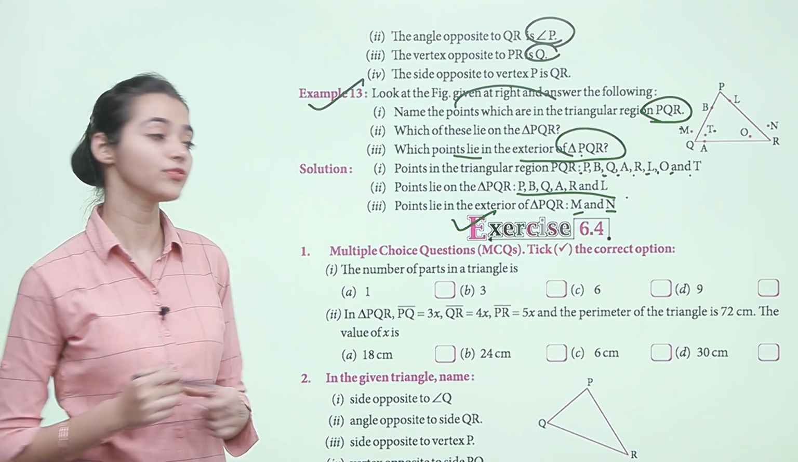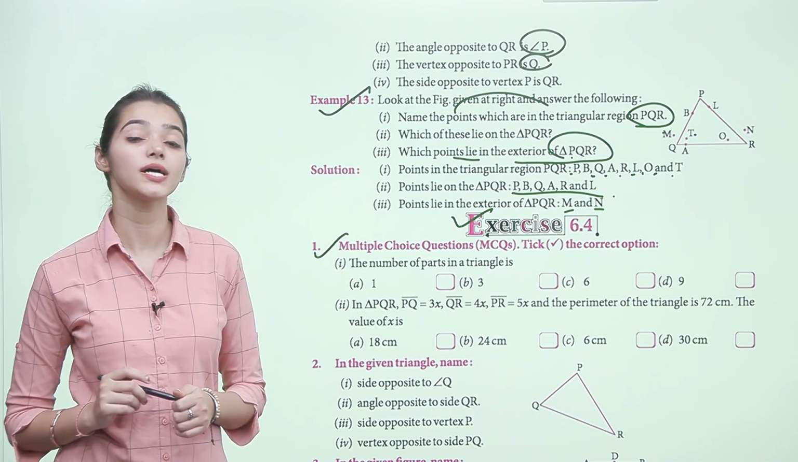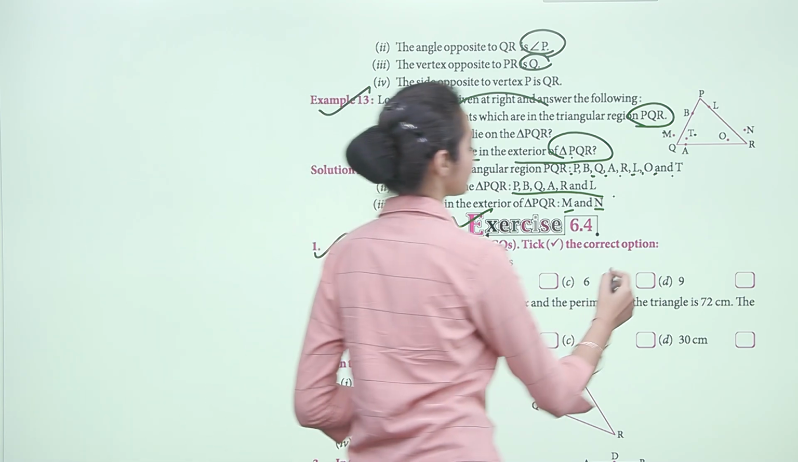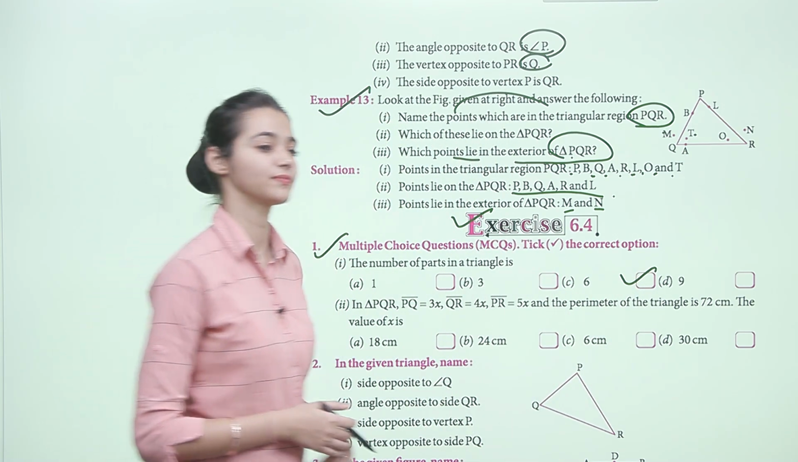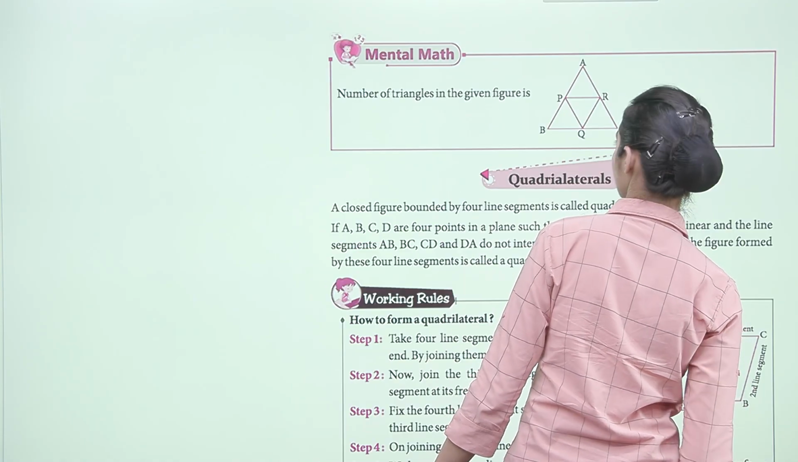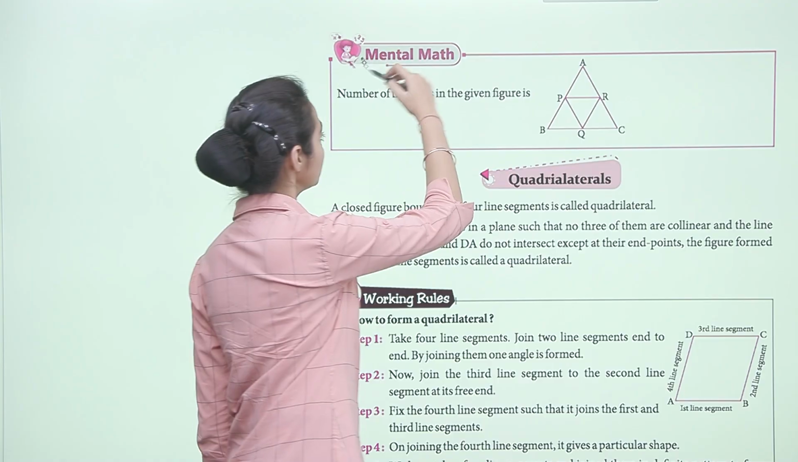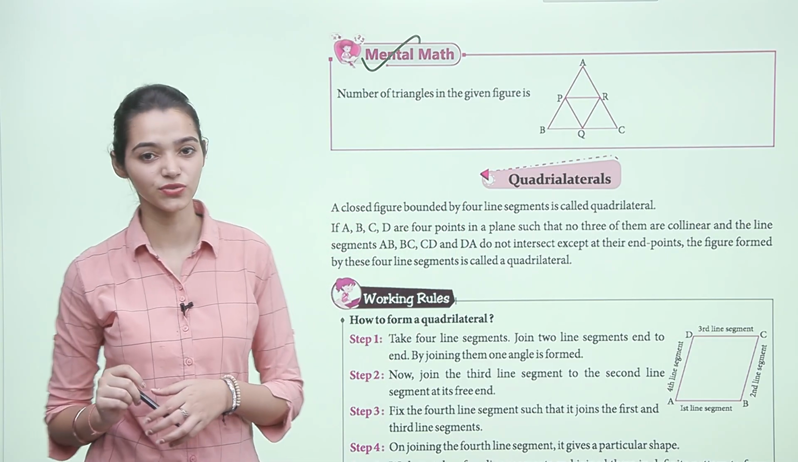Let's start with exercise 6.4. In the first part MCQ, here we have to take the correct option. The number of parts in a triangle is 6. That's how you can complete the remaining ones. Now let's start with the mental maths. Number of triangles in the given figure that you have to tell me.